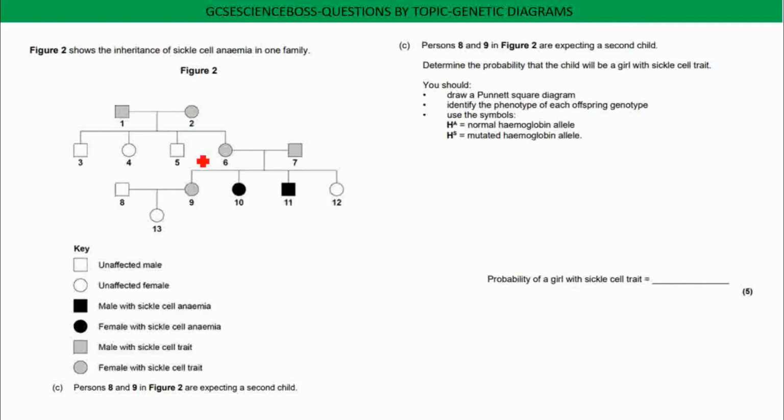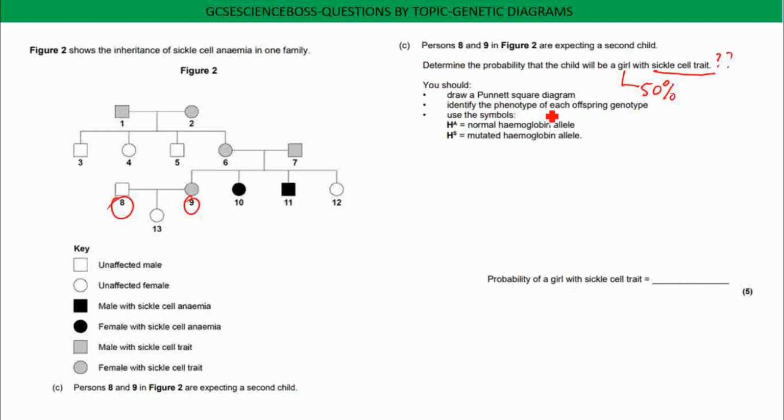Now, these family trees, I like them. It shows the inheritance of sickle cell anemia in one family. So you have your little key here. It says persons 8 and 9 in figure 2 are expecting a second child. Determine the probability that the child will be a girl. So straight away, you know that's going to be 50%. That's going to have to come into your answer with sickle cell trait. We are going to have to work that out.